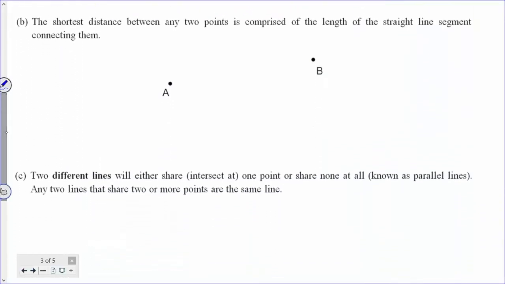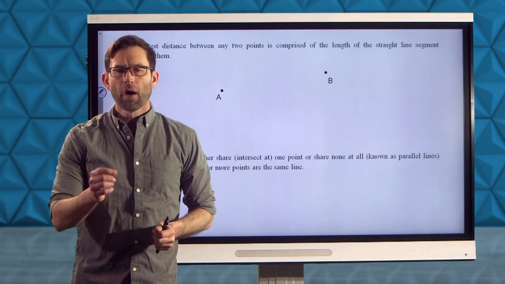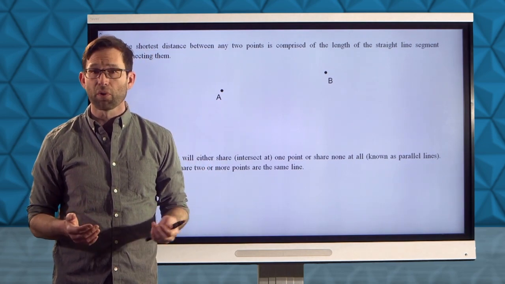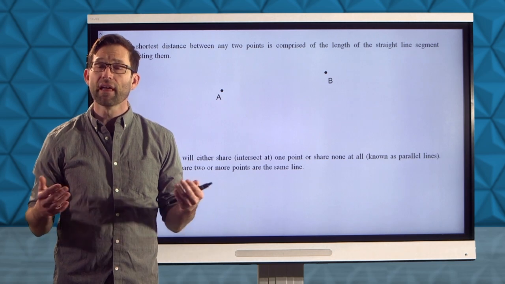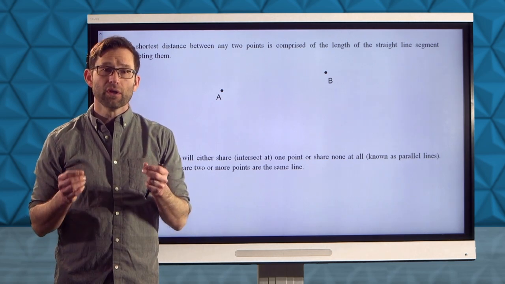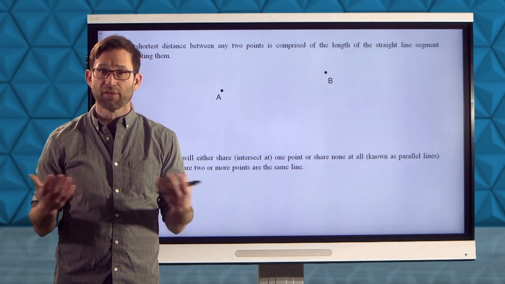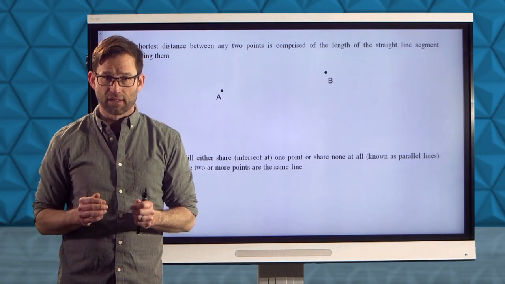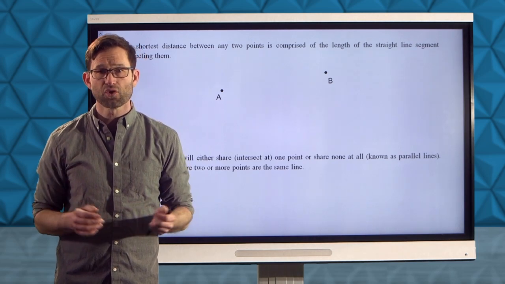Another assumption that Euclid makes is that the shortest distance between any 2 points is comprised of the length of the straight line segment connecting them. Oftentimes we'll talk about the distance between 2 points, but of course that implies a path and the length of a path. And what Euclid assumed, and what most of us believe is true, is that the shortest distance between any 2 points is a straight line.